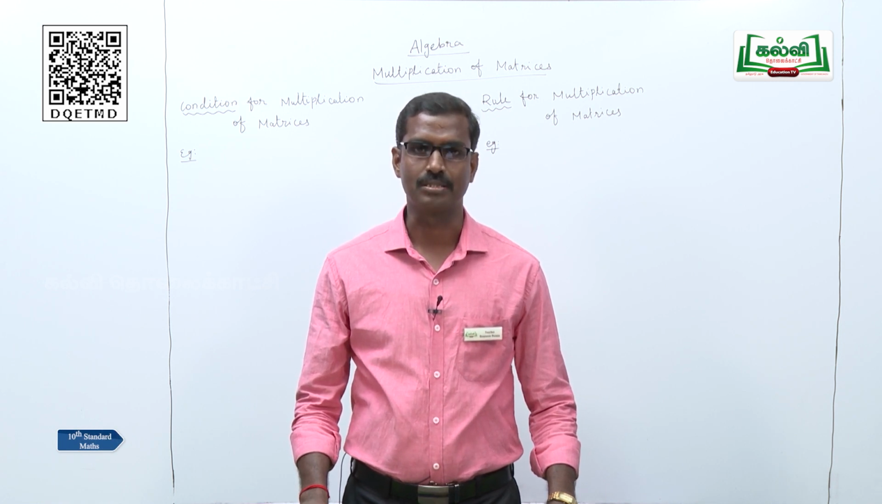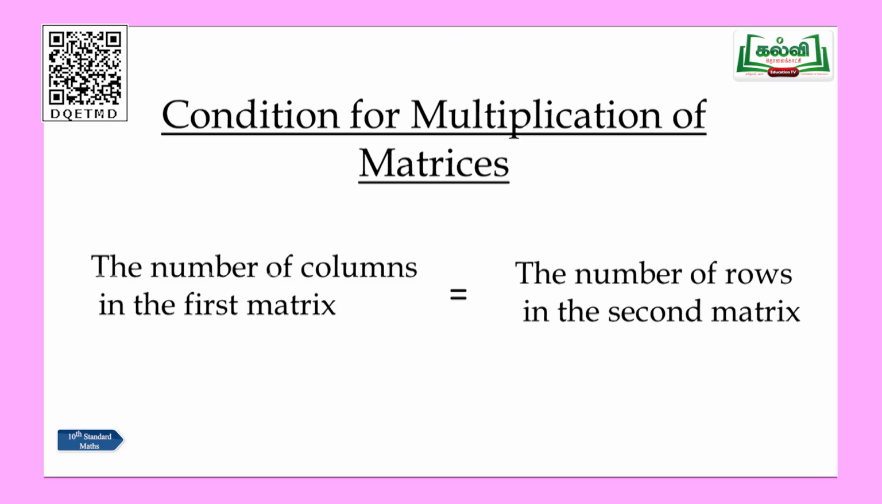In the previous class, you have learned about addition of matrices and subtraction of matrices. Now we are going to discuss multiplication of matrices. First, the condition for multiplication of matrices: the number of columns in the first matrix must equal the number of rows in the second matrix. Both should be equal, then we can multiply. Otherwise, we cannot multiply.